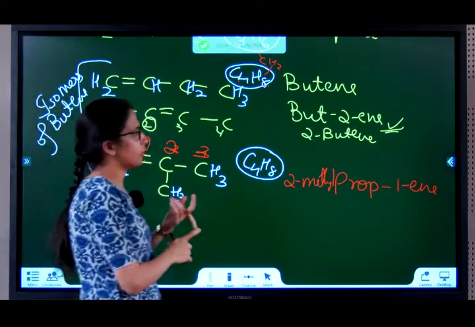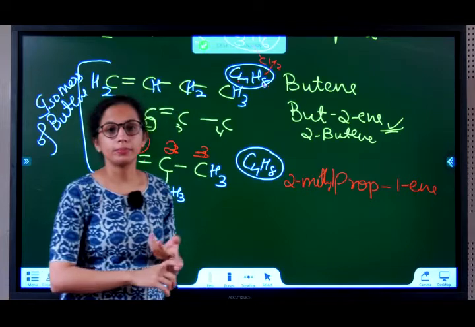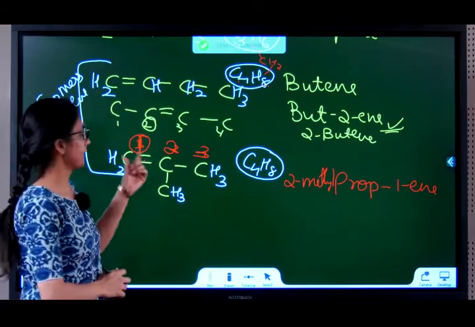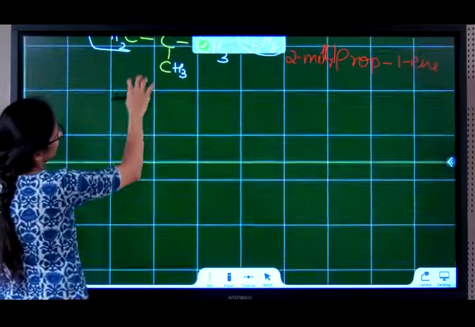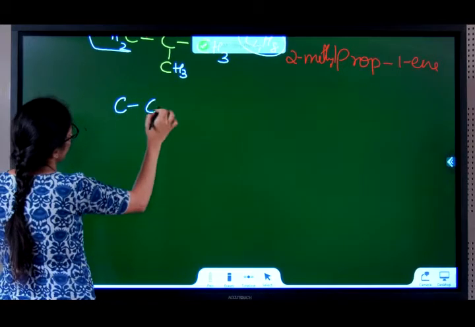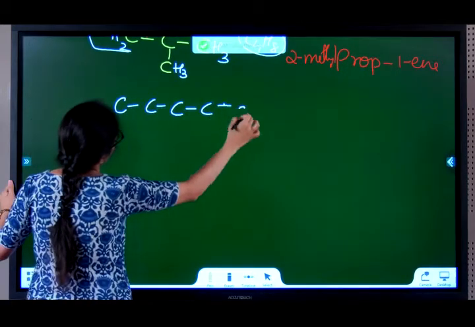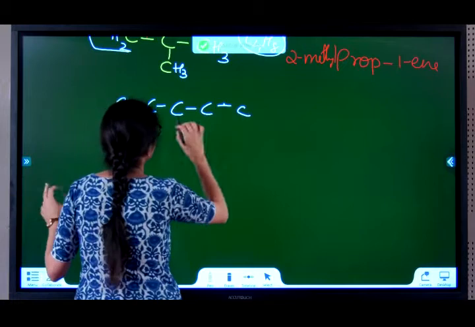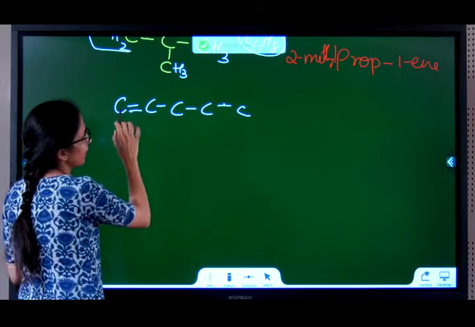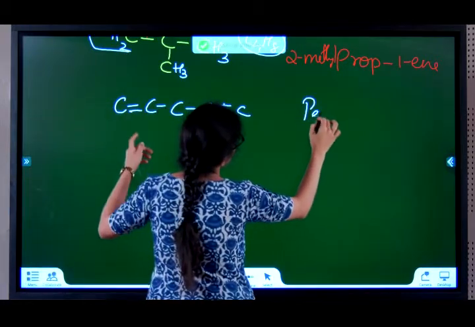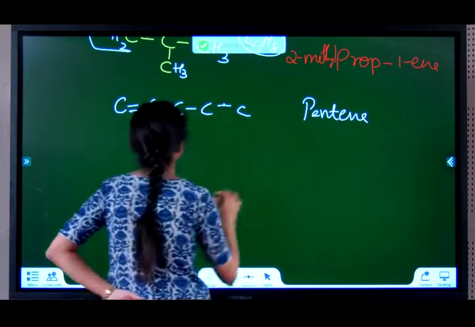So if you learn isomers of butane, pentane, hexane and butene, it's enough. For the rest, no need. Next we go for pentane. 1, 2, 3, 4, 5. Put the double bond anywhere. I put it here. Put the remaining H's. Since it is at position 1, pentene.